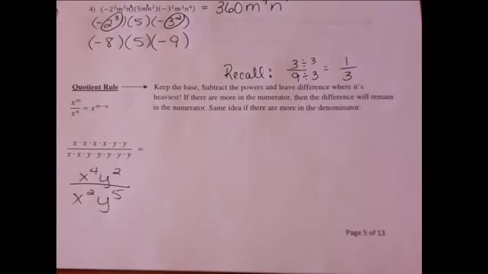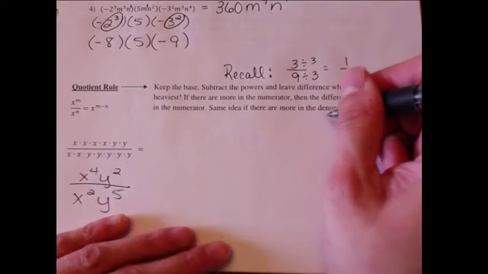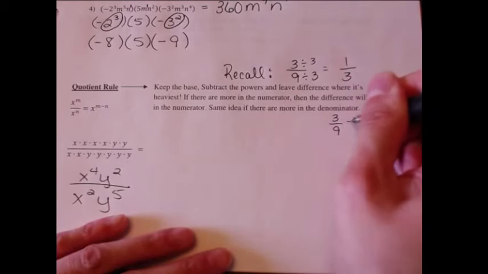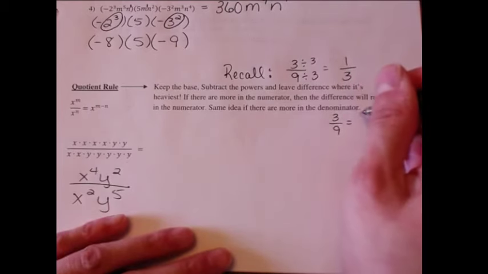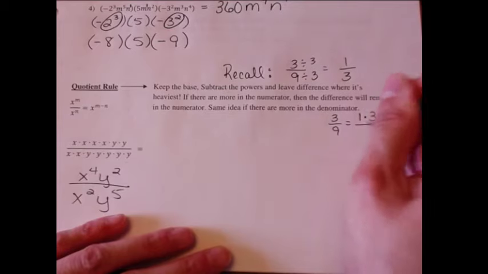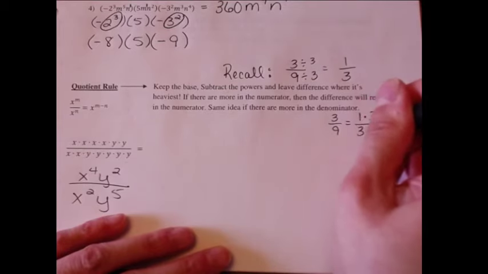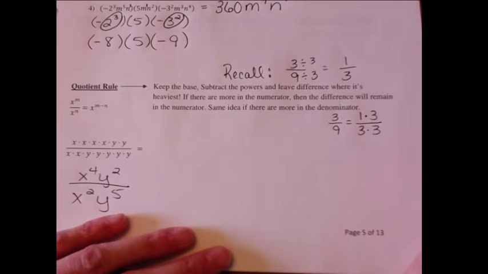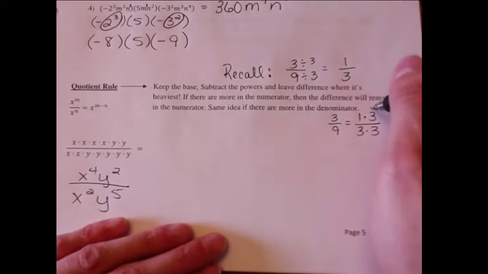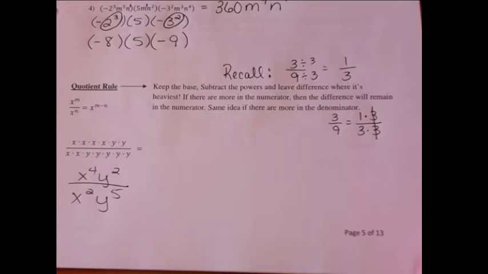Another way to look at 3 over 9, and again, I'm going to put this here, is to say, well, isn't that just the same as 1 times 3? And this is the same as 3 times 3? And if that's the case, couldn't you divide out the common factor? So again, you're left with 1/3.